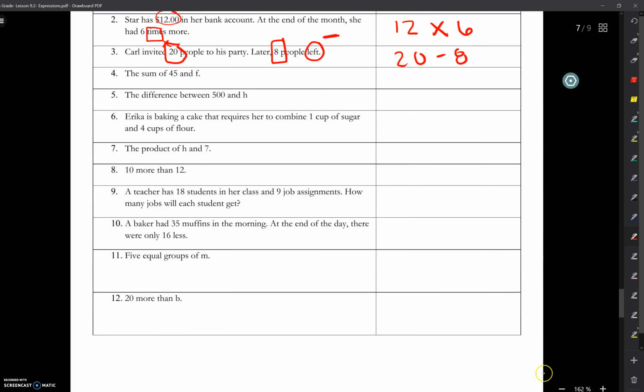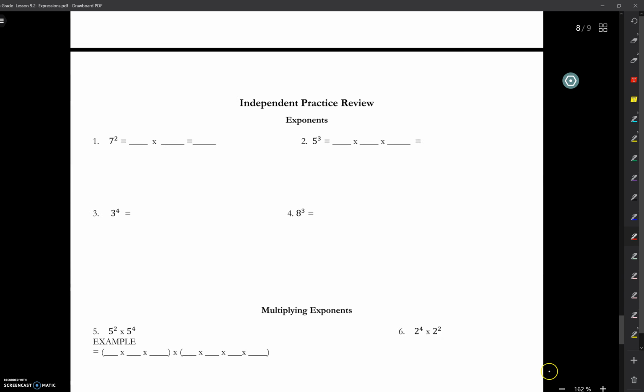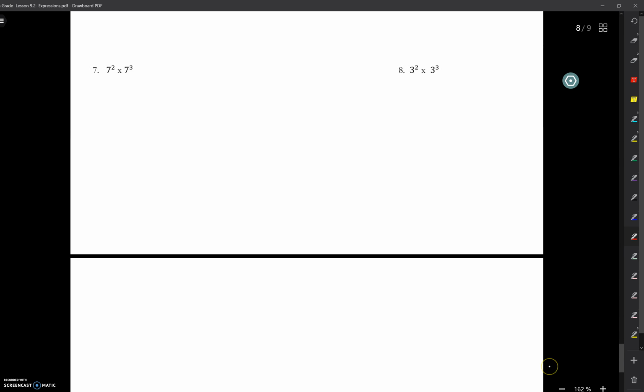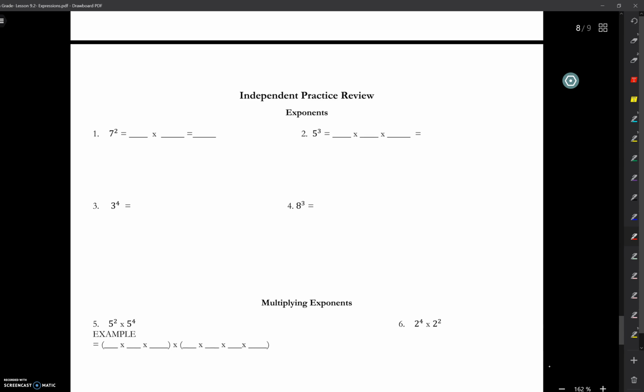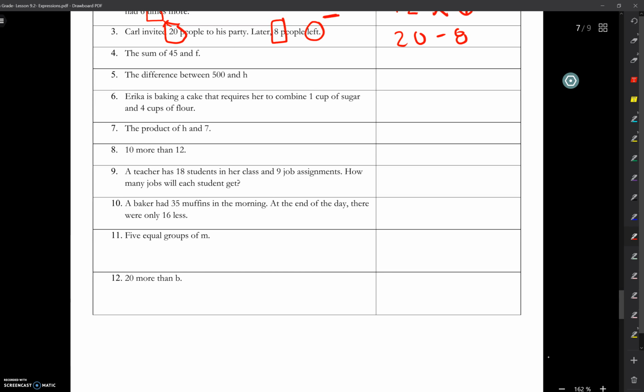Go ahead and continue all the way until you get to 12. And then I want you to do the exit ticket, which is mostly just exponents. When you're done, go ahead and turn it in.